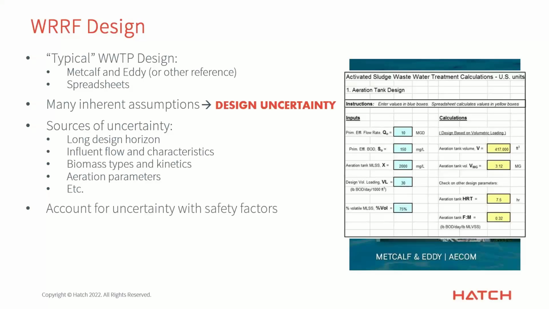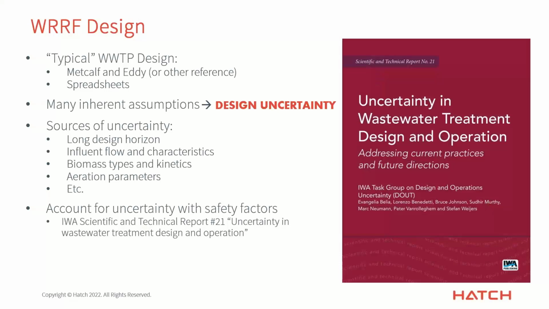All right, so in typical design, the way that we account for all these sources of uncertainty is that we use safety factors. Just as a little bit of an aside, there was a new scientific report that just came out from the IWA, the report on uncertainty in wastewater treatment design and operation. If you want to learn more about safety factors and about the current practices and where the field is heading in the future, this is a good report to check out.